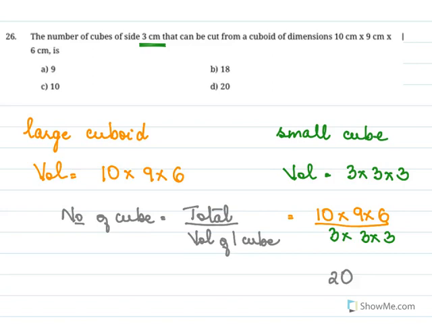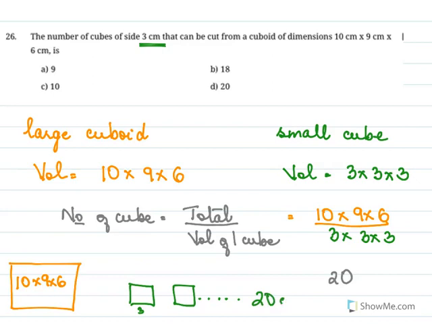So when this large cuboid whose dimensions are 10 into 9 into 6 is cut into these small cubes of 3 centimeters each, you will get 20 such cubes. So the answer is 20.